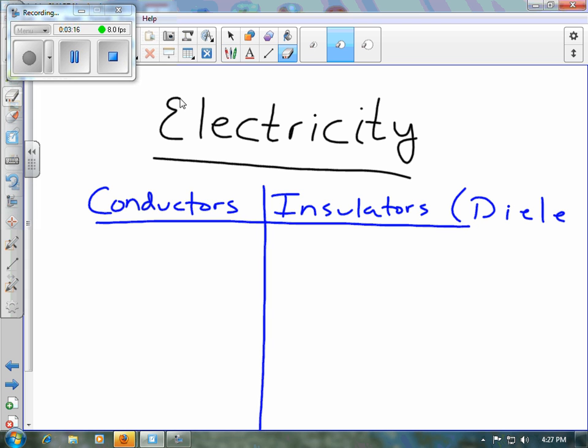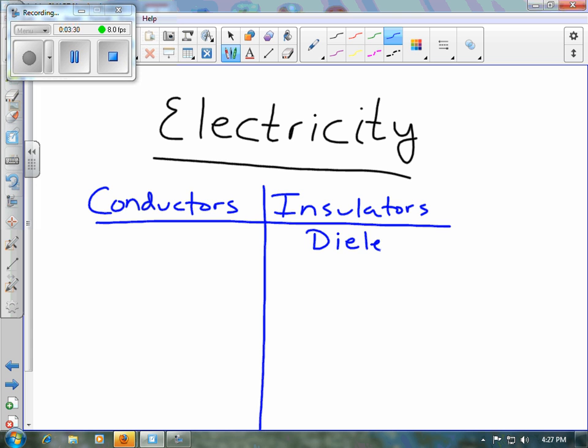Hold on a second. It's not Dianetics, and it's not, anyway, it's dielectrics. Dielectrics. Okay, it's just the more physicsy term for an insulator.